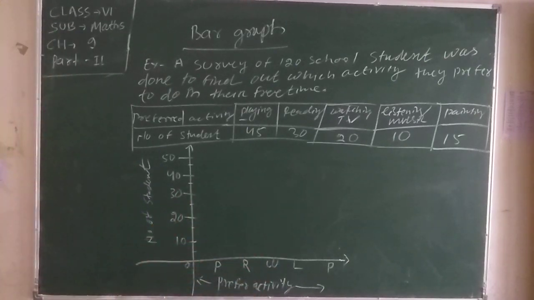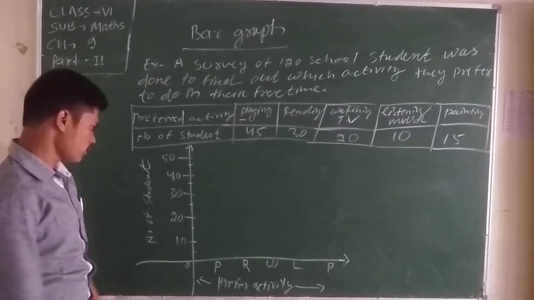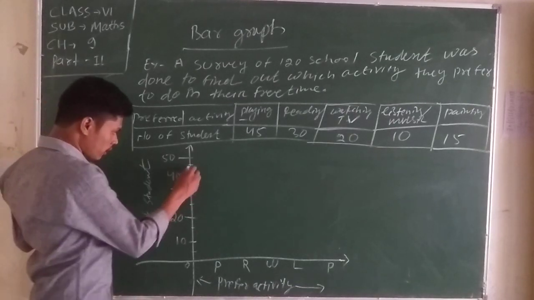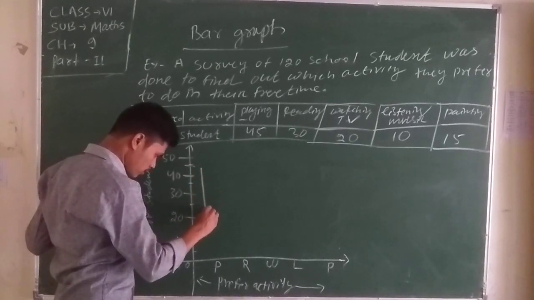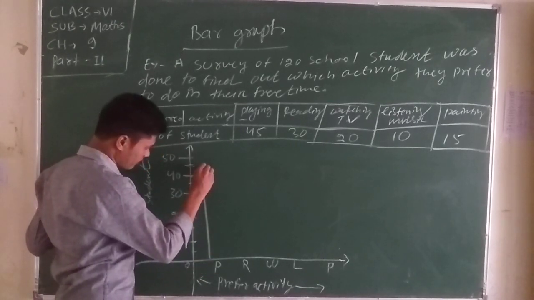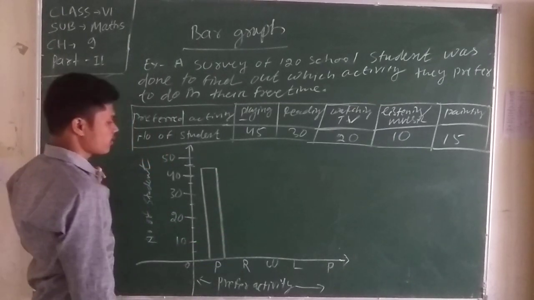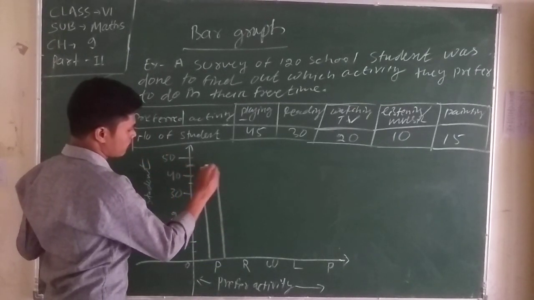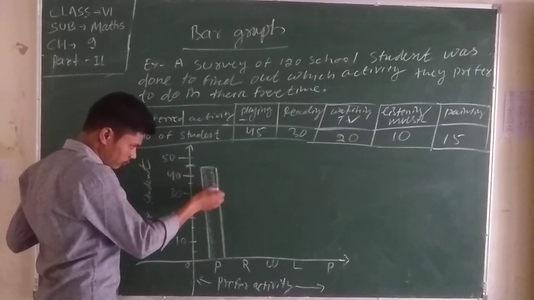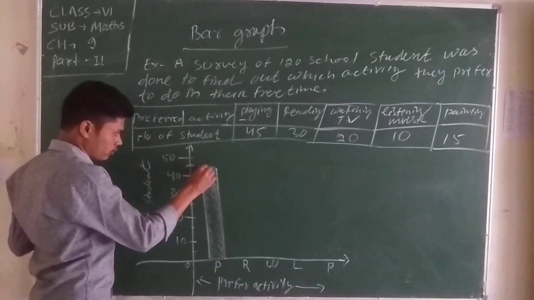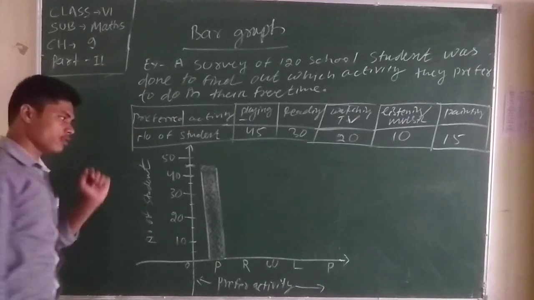How do we represent here? Now, see, playing: how many students are there? 45 students. Then where does 45 go? Here, between 40 and 45, so we represent it. Playing: how many students are playing? 45. 45 students prefer to play.